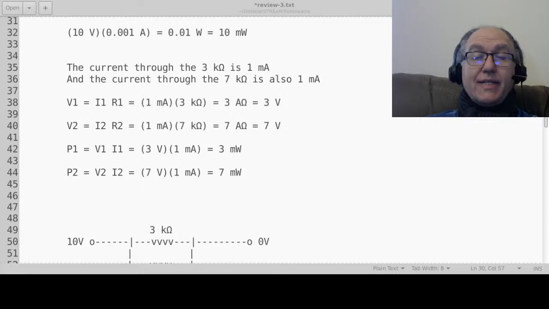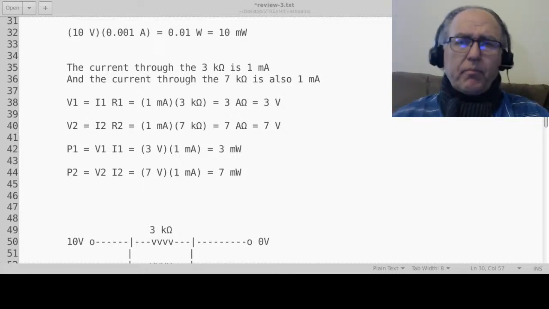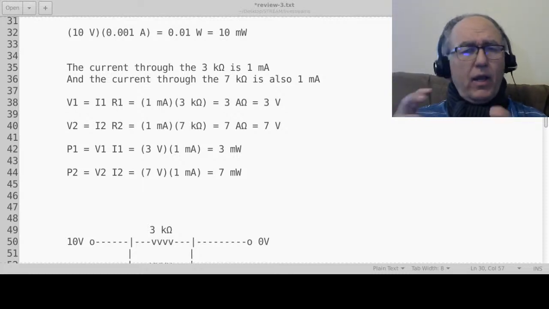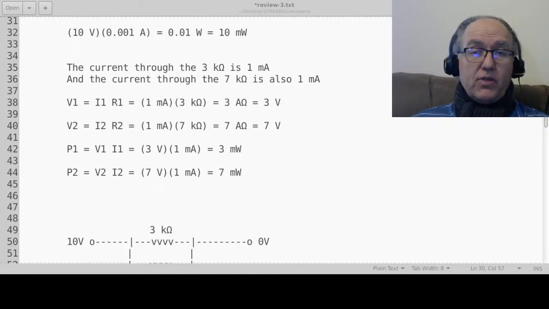There's the first question. I intentionally made it easy because I didn't want to get lost in the numerics of solving this. Rather, I want you to see very intuitively what's going on in resistors that are in series.